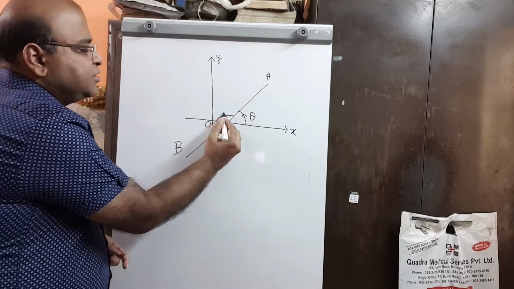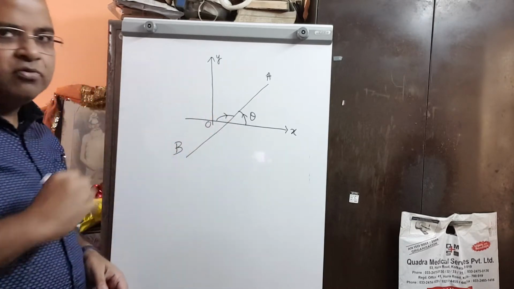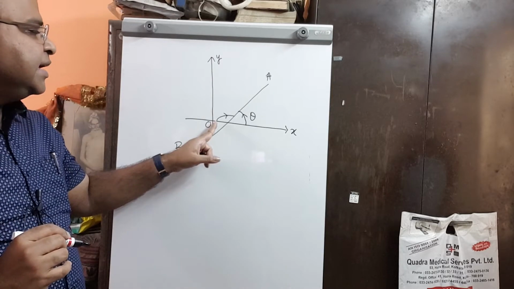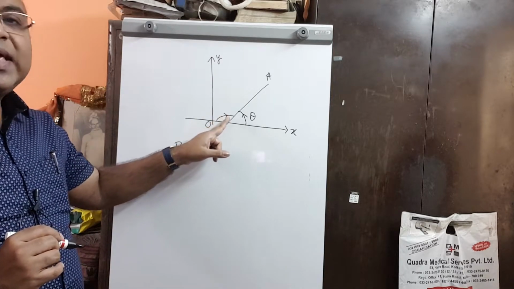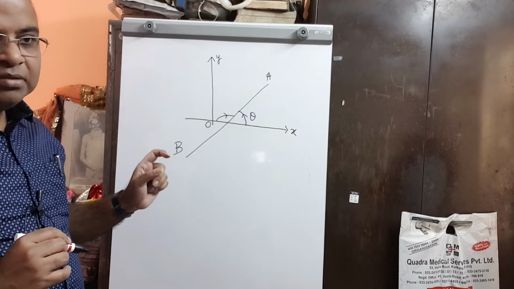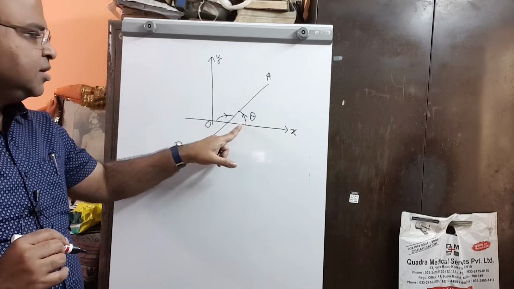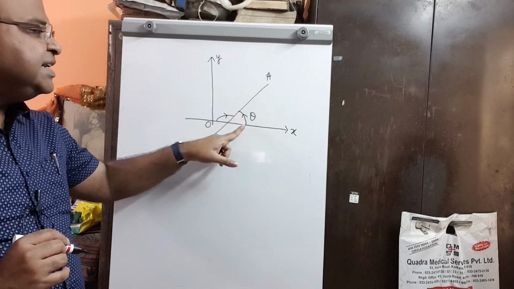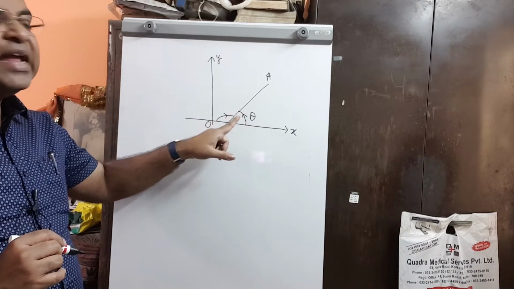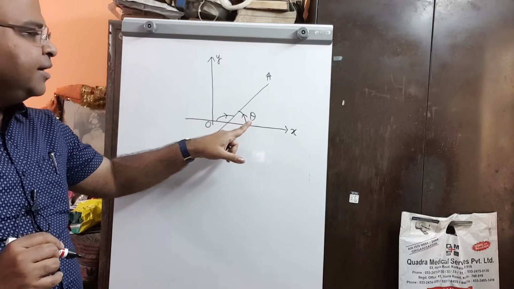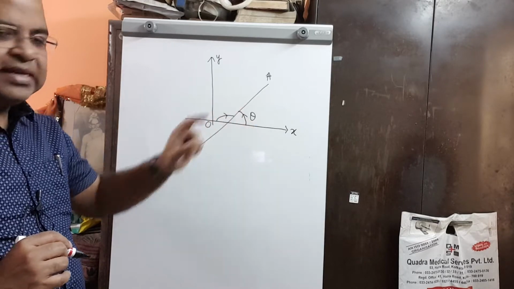Then here the direction becomes clockwise. This is not anti-clockwise. So this angle cannot be considered as the angle of inclination by definition, because our definition is the angle measured from the x-axis towards the straight line in anti-clockwise sense. That angle is considered to be the angle of inclination of the line with the x-axis.